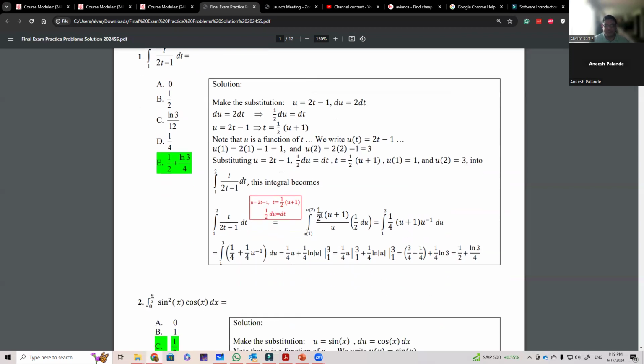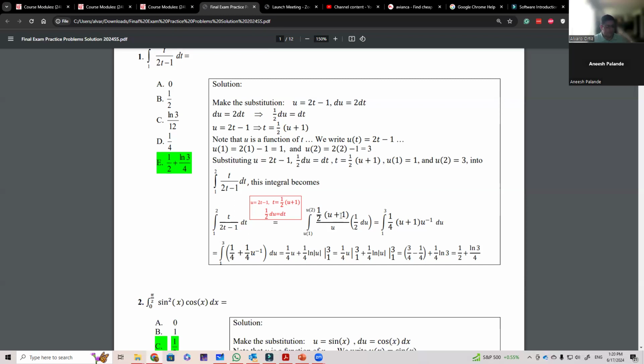Now, if we replace that here, the next thing we have to replace is the limits of integration. We replace 1 by u of 1 and 2 by u of 2. Because u is 2t minus 1, when t equals 1, u is going to be 1, and when t equals 2, u is going to equal 3.